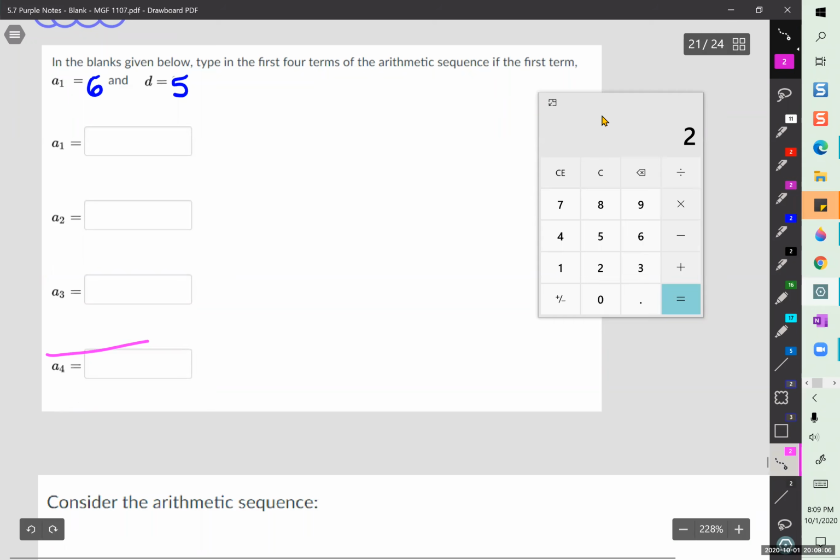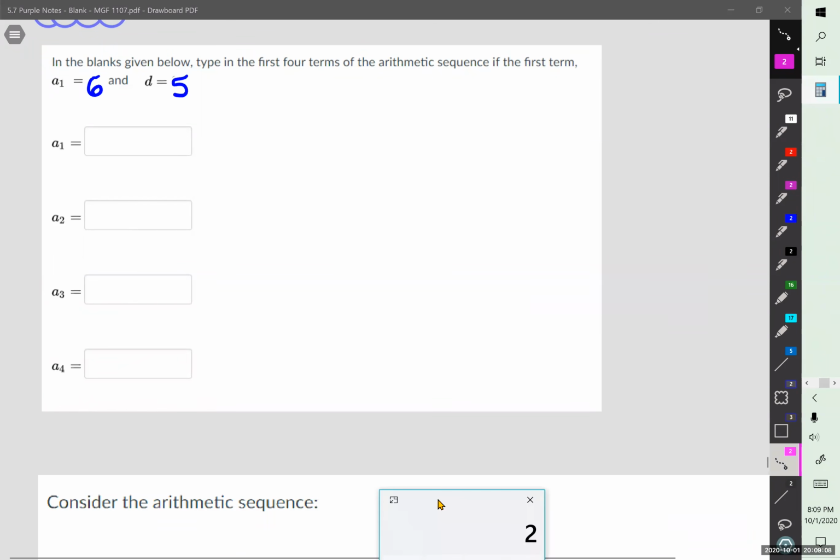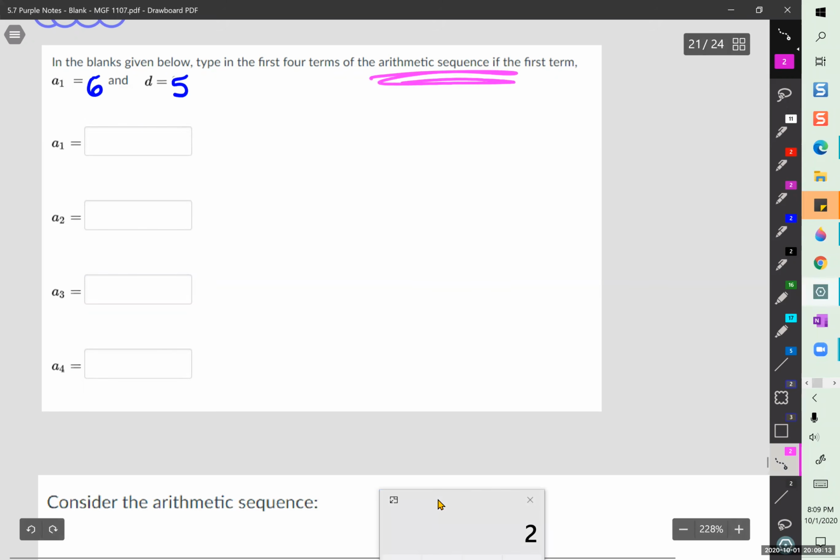So I'll give everybody a minute to find the sequence. I would write it out on my paper and then type them in if it was me. We know it's arithmetic, so it's a common difference. Starts at 6, adds 5 each time.